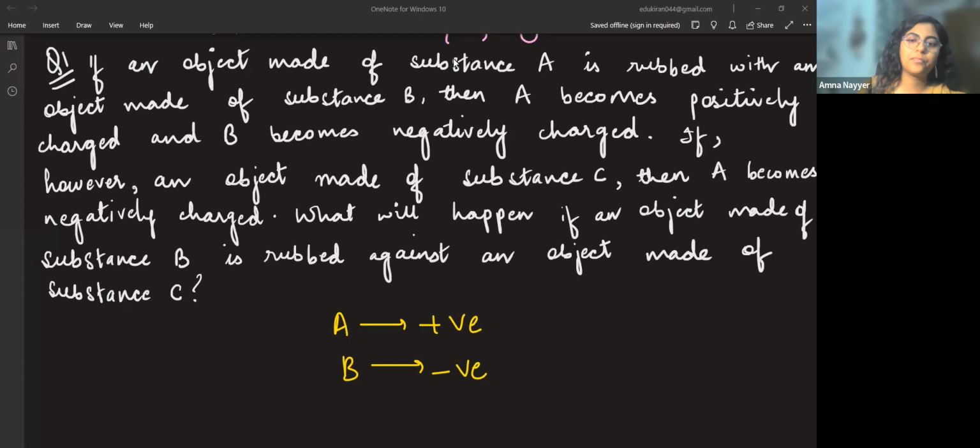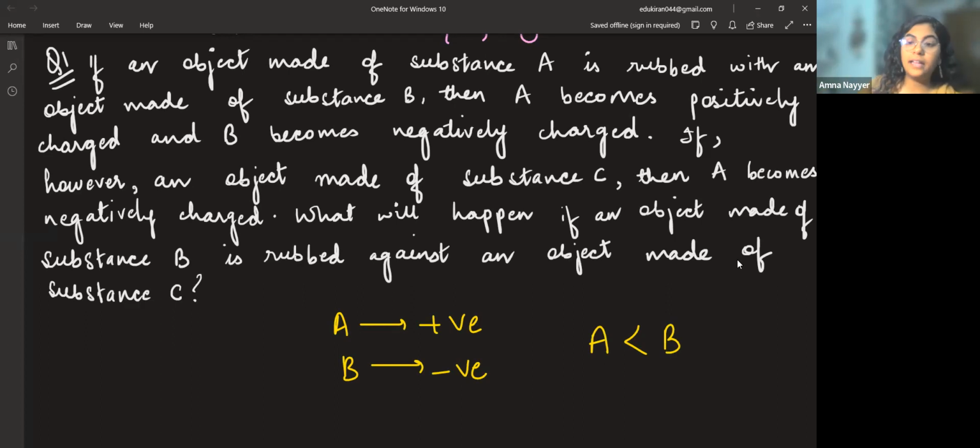B. Yes, B. Because A is allowing electrons to move out. That's why it's becoming positive. And B is just gaining electrons. That's why it's becoming negative. So this shows that B is stronger than A, right?